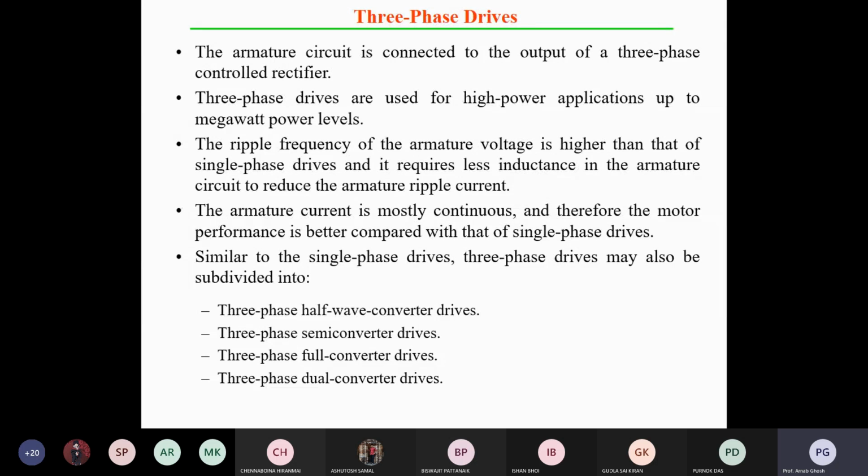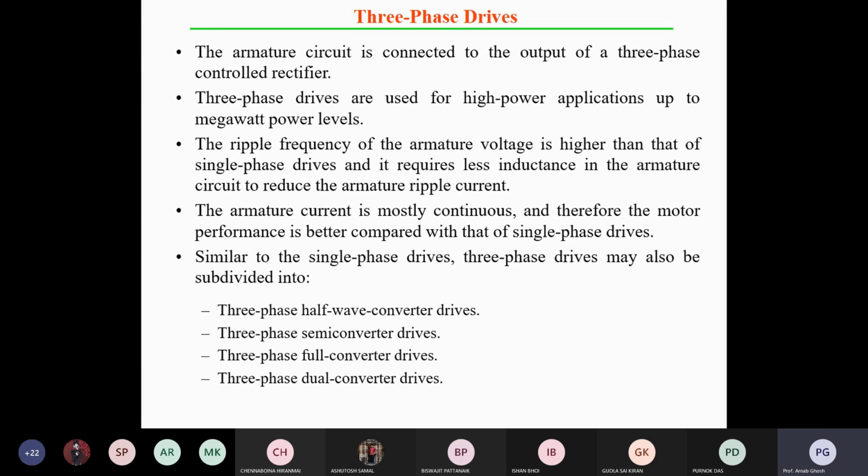That means your average voltage magnitude is high, so there is more utilization of your input side voltage. You will get more DC voltage, so the range of motor operation will be more. You can vary it throughout the range, from a very low value up to the maximum value. Those kinds of advantages you can observe from the study. That's why we can switch from single phase drives to three phase drives.